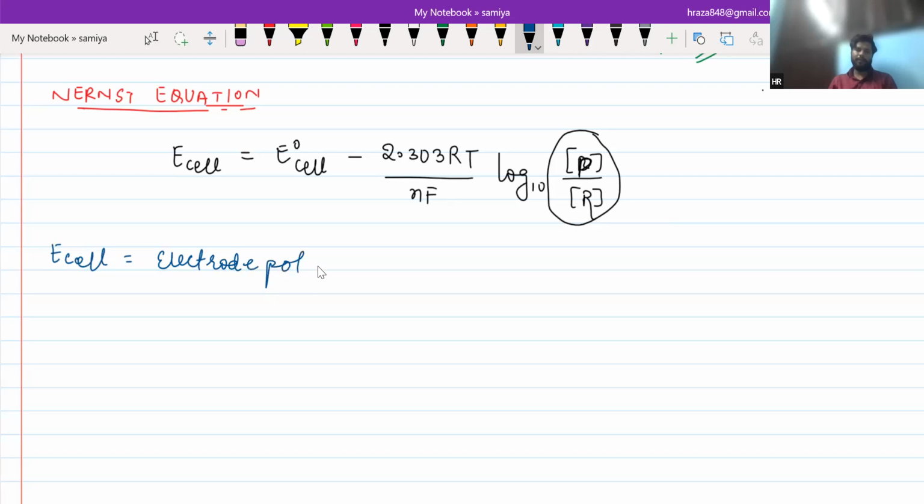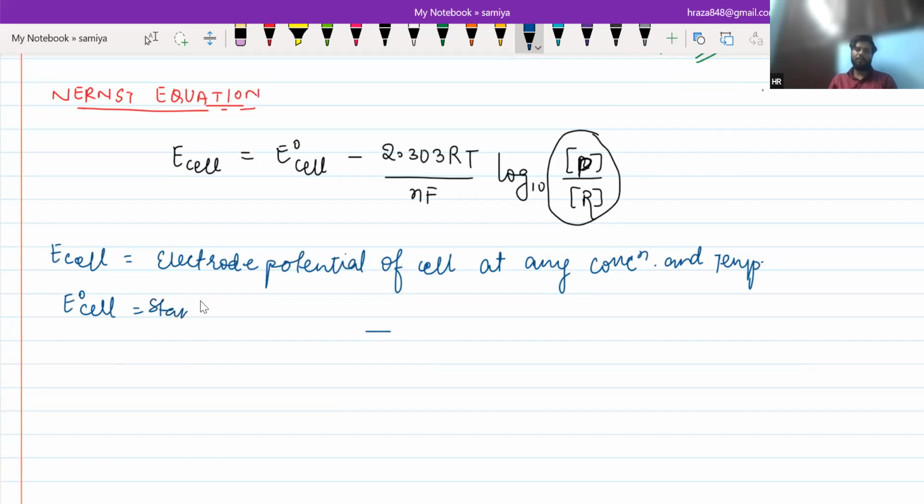Electrode potential of cell at any concentration and temperature. E naught cell is basically a standard electrode potential. And you know that for a standard electrode potential, the concentration is 1 M, temperature is 298 Kelvin, and pressure is 1 bar.